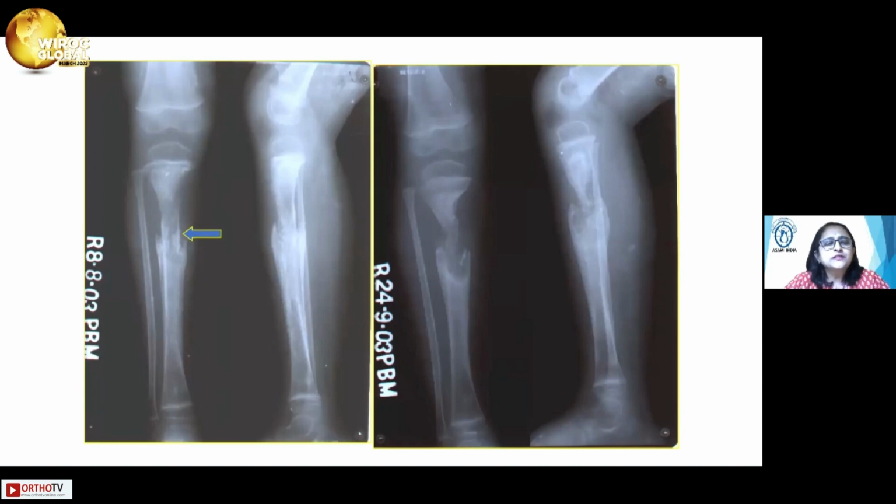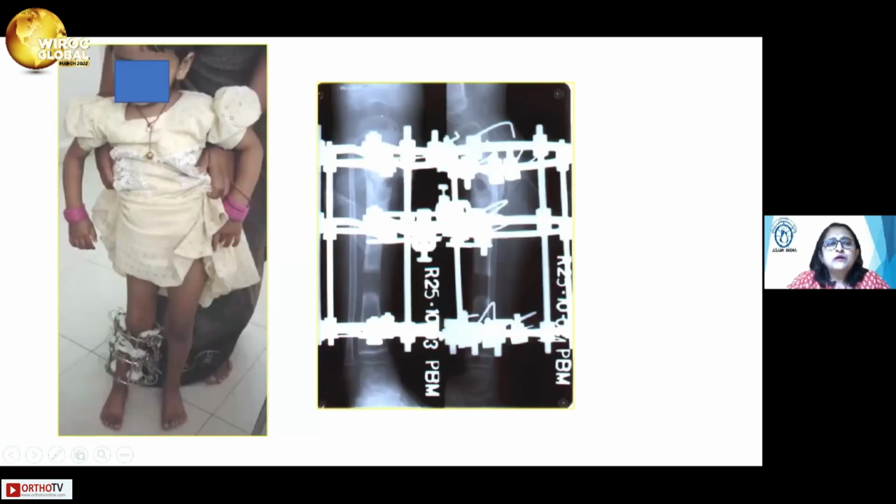So a few cases. So this girl had these sequestri. So after removal of sequestri and debridement, it resulted into gap. Her fibula was intact, so I did a bone transport. I did a distal corticotomy and did bone transport from distal to proximal side.